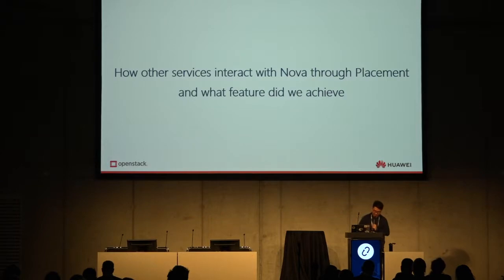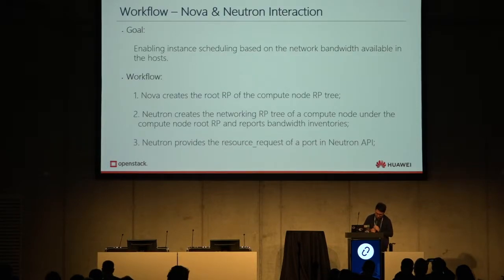Let's go through some more generic use cases of placement interacting with Nova. I will just simply introduce some Nova-Neutron and Nova-Cyborg interaction. The first example is Nova-Neutron. The goal of this particular case is a feature people have wanted for a very long period of time: we want to be able to schedule instances based on the network bandwidth available in the compute node. After a very long design and implementation, I have to say that it is now in good hands, it is in the final step of implementation, and I think we can have it in this cycle.